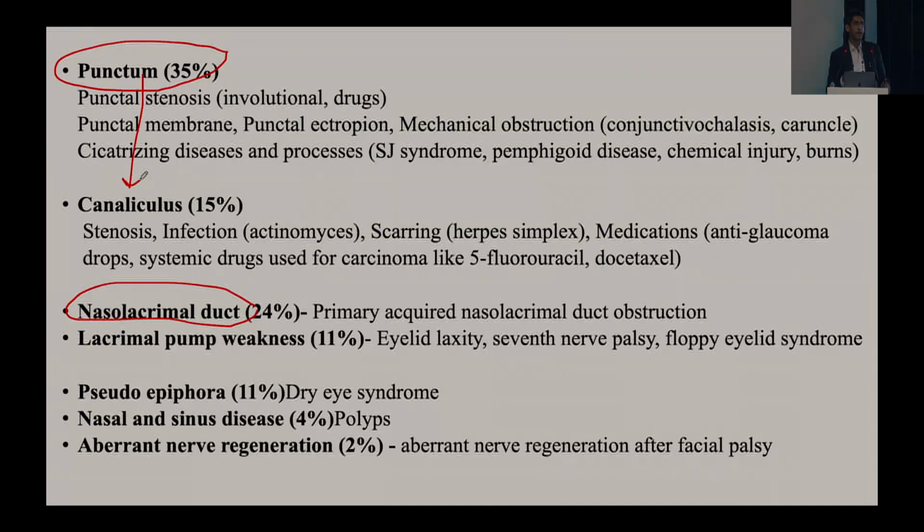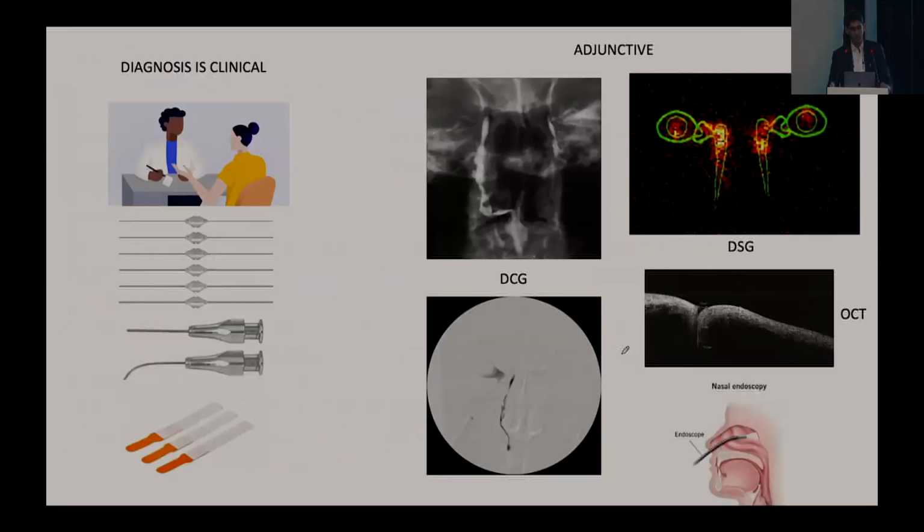So you can get canalicular obstructions because of punctal etiology or because of recurrent viral conjunctivitis, because of herpes zoster, because of multiple anti-glaucoma medications. Coming to the favorite of ours, that is the nasolacrimal duct pathologies, I'll keep that for later. But then lacrimal pump weakness as we age, pseudoepiphora, nasal diseases, and then aberrant nerve regeneration come down the list.